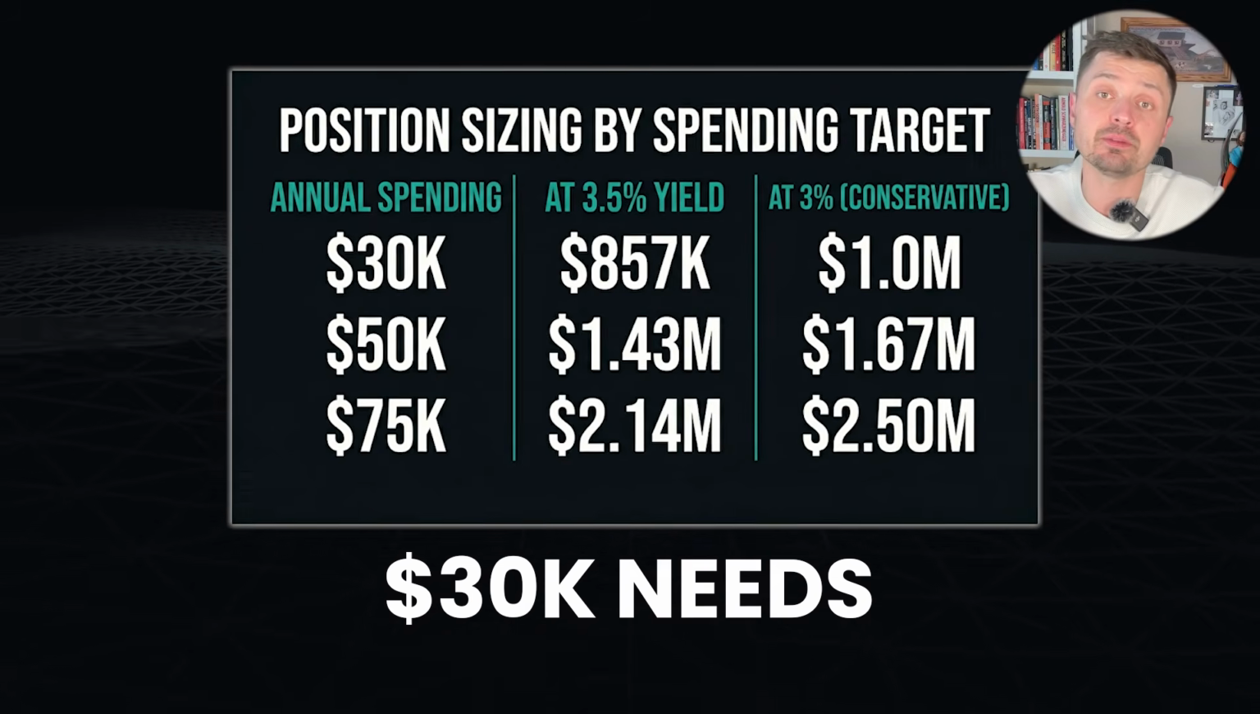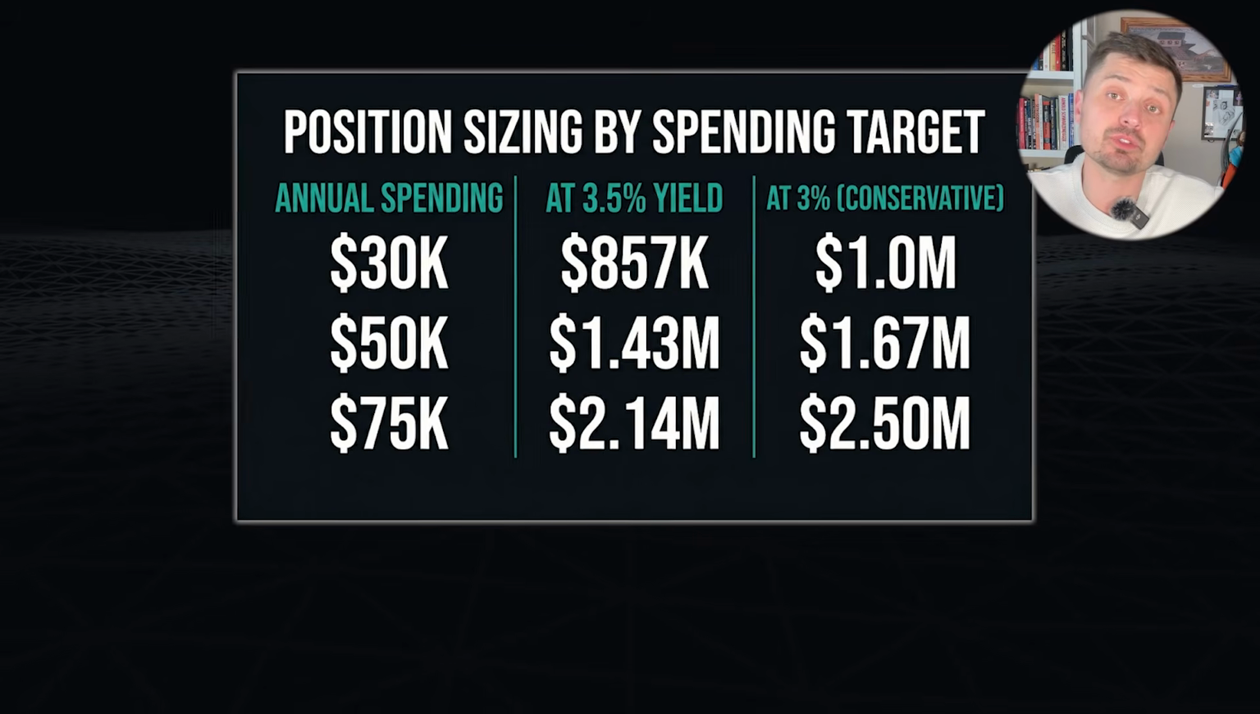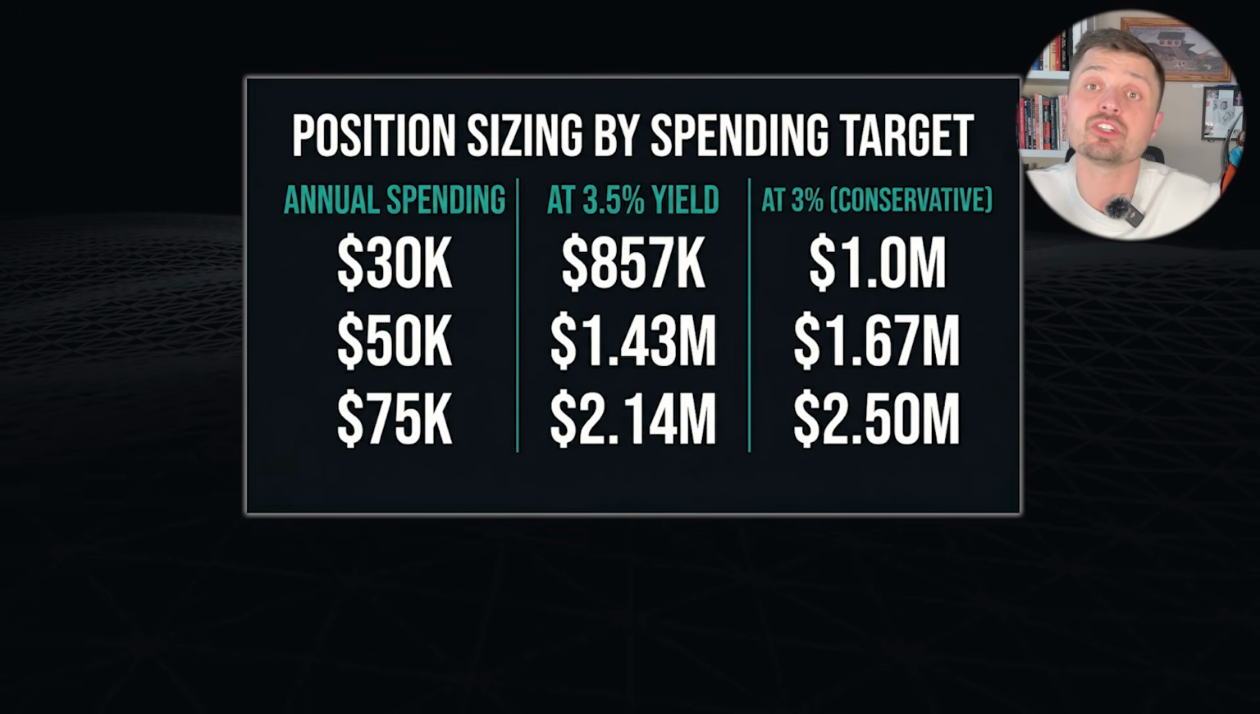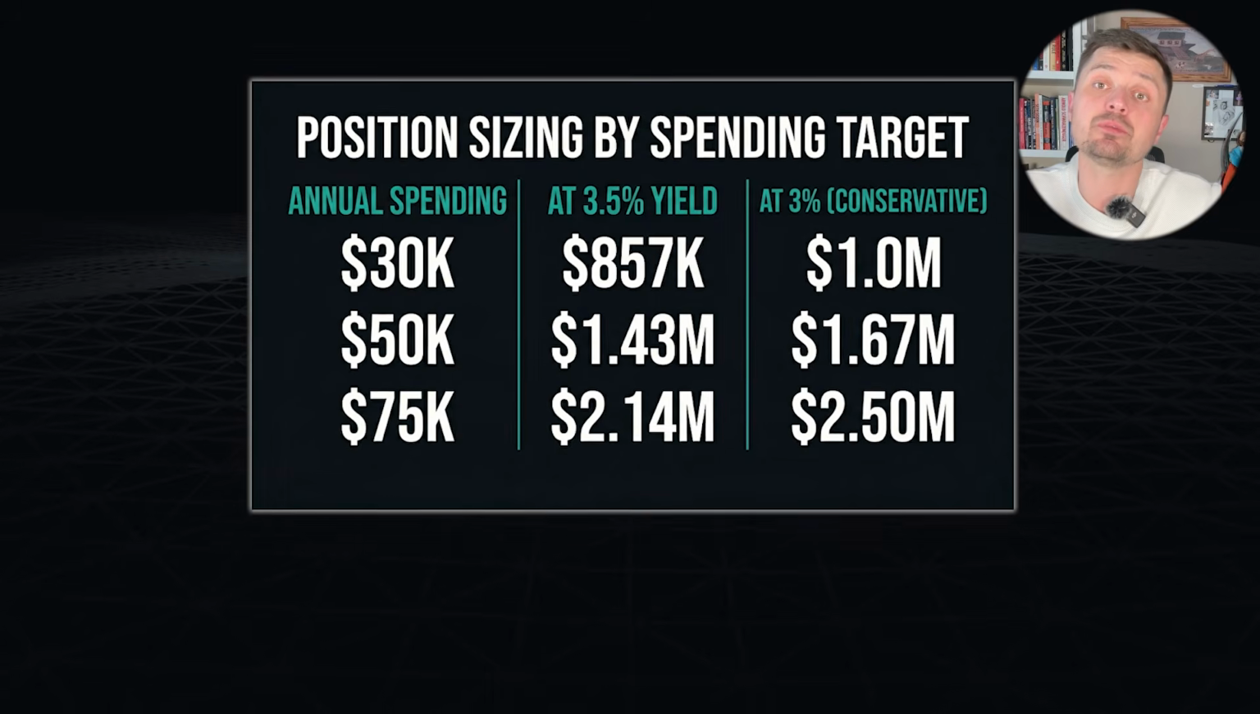Right? So let's talk about the core calculation at different spending levels, right? And I want to walk you through the math at three different annual spending targets so you can see how the position sizing really starts to scale. So if you need 30 grand per year, dividing by a 3.5% yield requires roughly $857,000 in SCHD. At a conservative 3% yield assumption, that climbs to 1 million even.